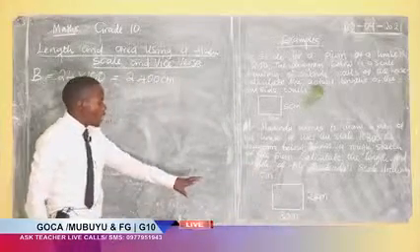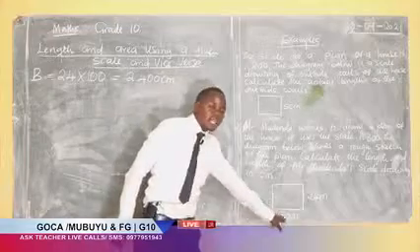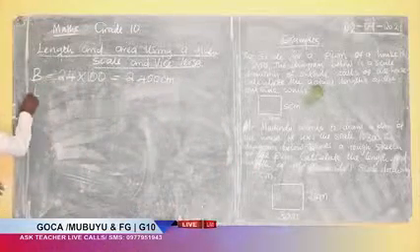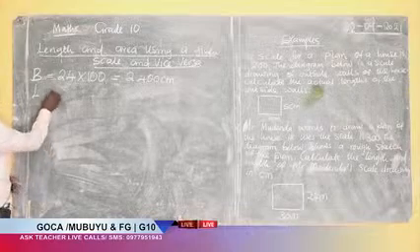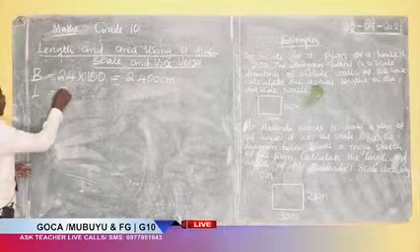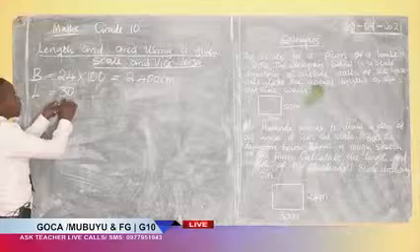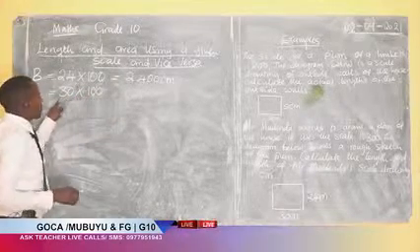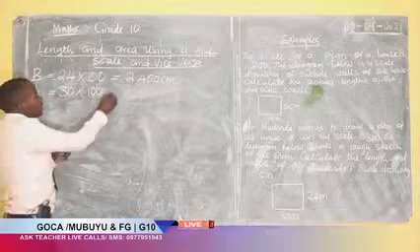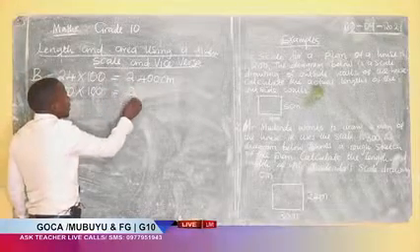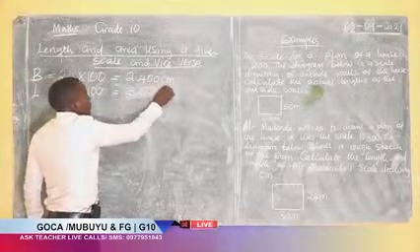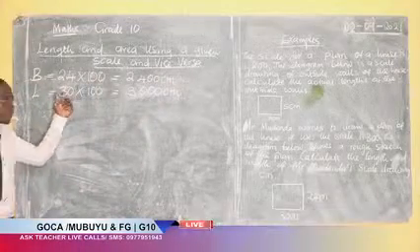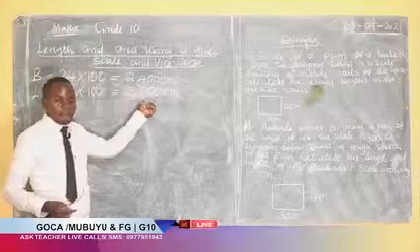Then we have also to convert these 30 meters to centimeters. Which is the length here, equal to 30, which is in meters. For us to convert it to centimeters, multiply by 100. So 30 times 100, we get 3,000. Meaning that 30 meters is equivalent to 3,000.